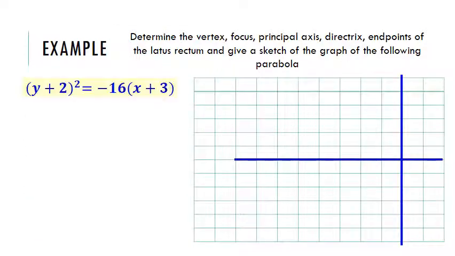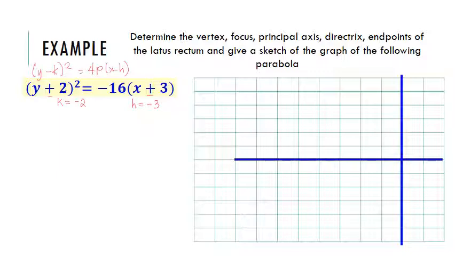Another one. y plus 2 squared is equal to negative 16 times x plus 3. Using y minus k squared is equal to 4p. Identify muna natin. Ito ay si k. So, since this is positive, ang k natin is negative 2. Ang h natin, since this is positive, ang h natin is negative 3.